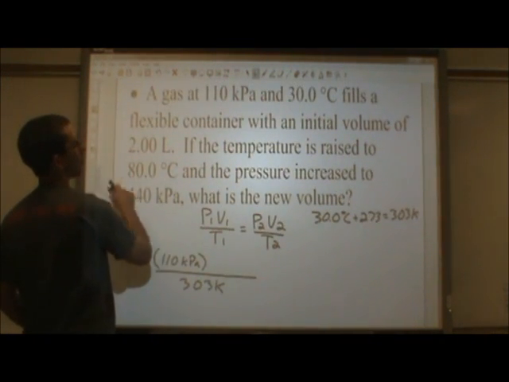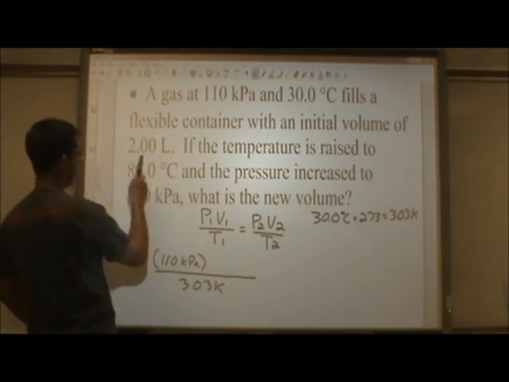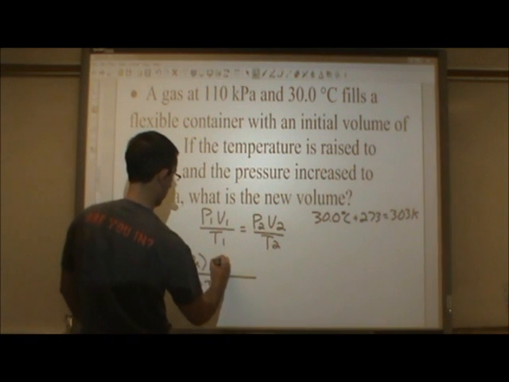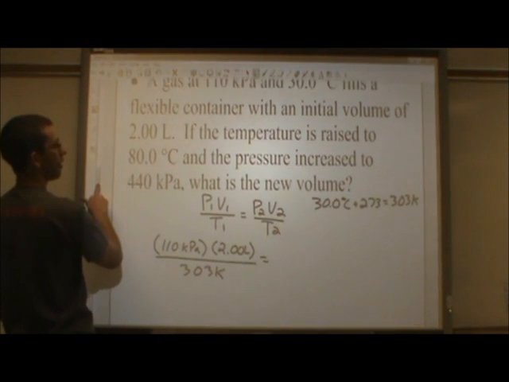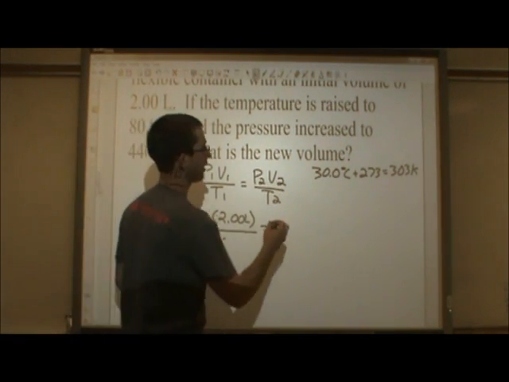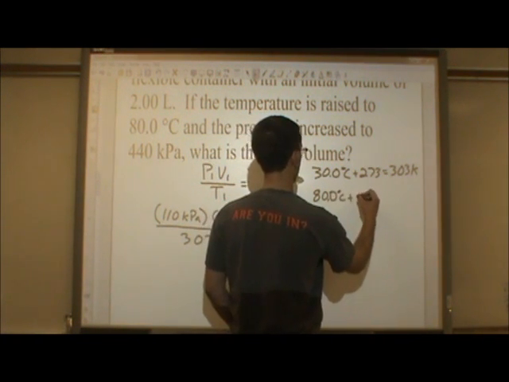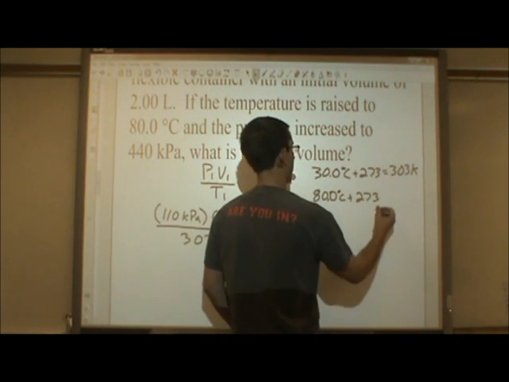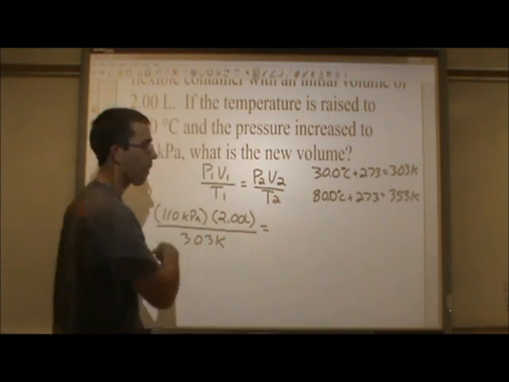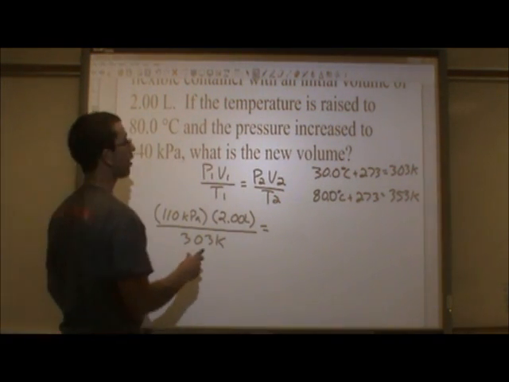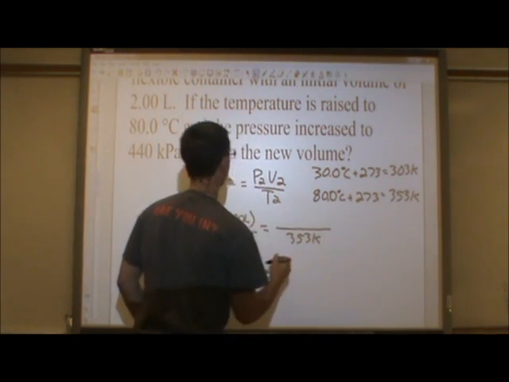Scroll back up and look at our problem. So it fills a flexible container with the initial, that's 1, volume of 2.00 liters. So this should be 2.00 liters. Then, if the temperature is raised to 80.0 degrees Celsius, plus 273 is equal to 353 Kelvin. So our ending temperature is 353 Kelvin.